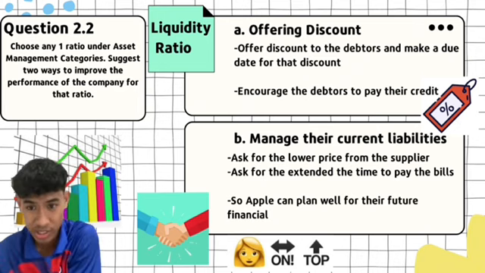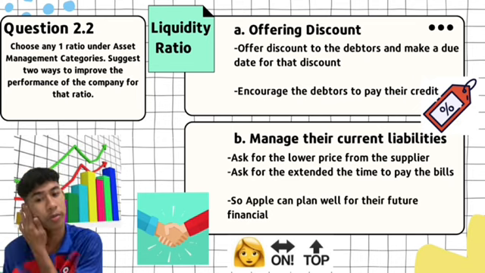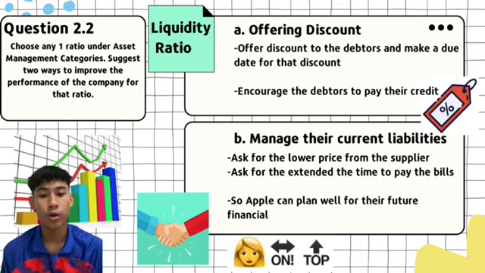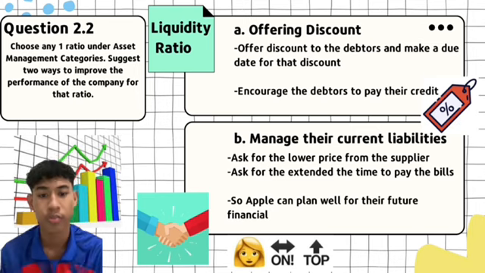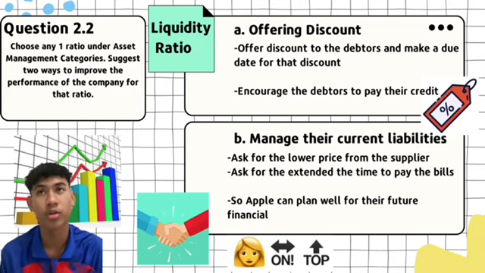I'll cover question 2.2. So the question is, choose any one ratio under asset management categories. Suggest two ways to improve the performance of the company for that ratio. As a result of the discussion with my group members, we decided to choose the liquidity ratios because it is listed as one of the most important ratios to keep an eye on in the business.